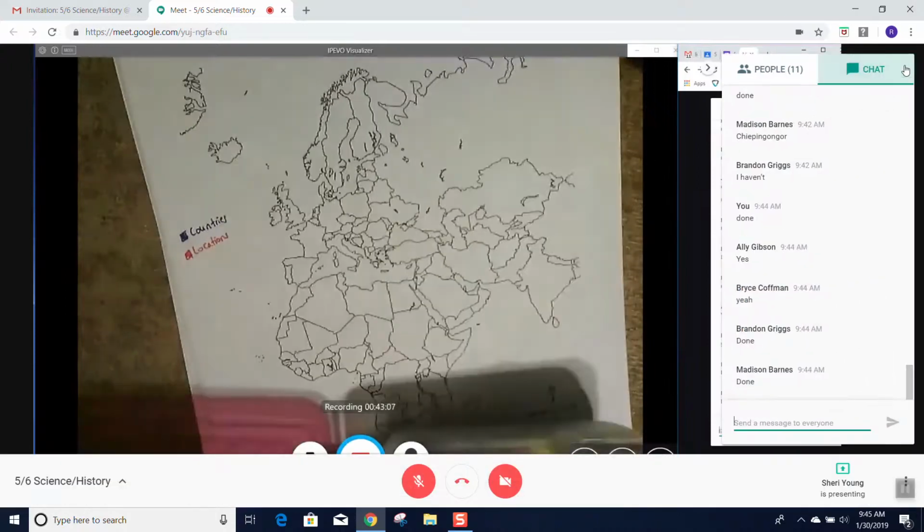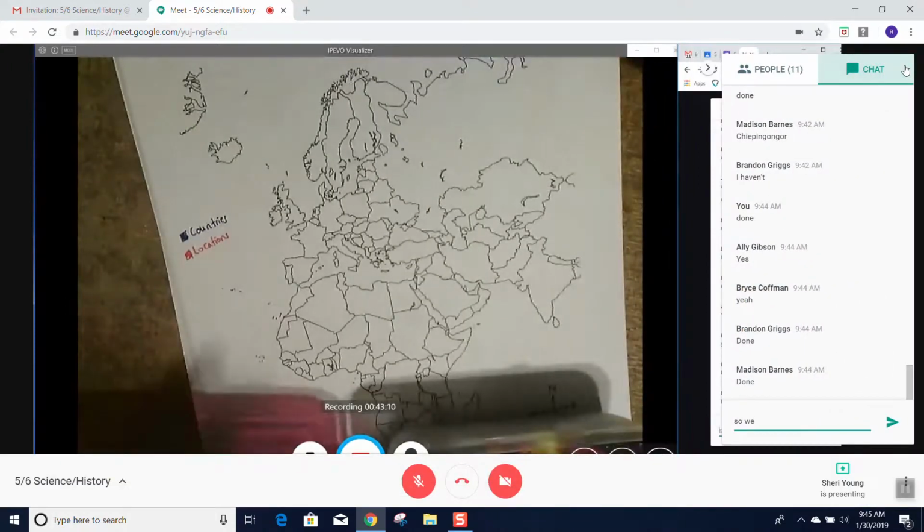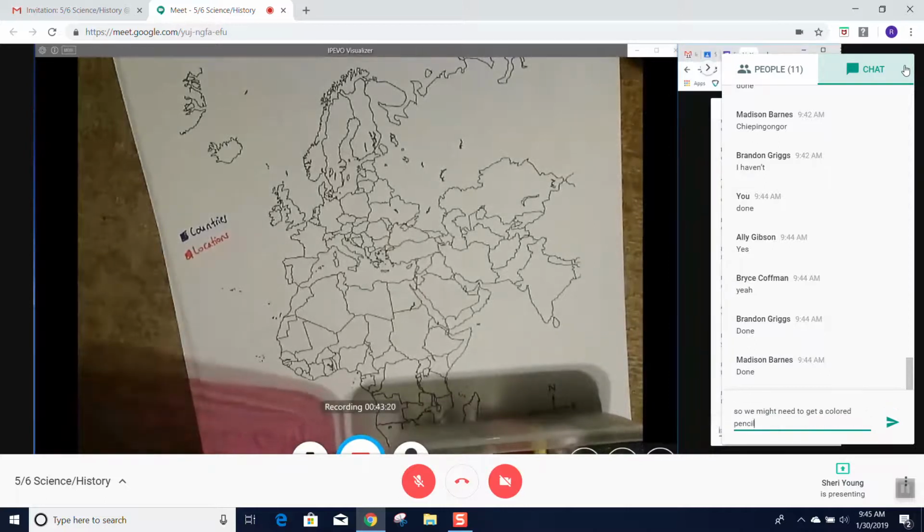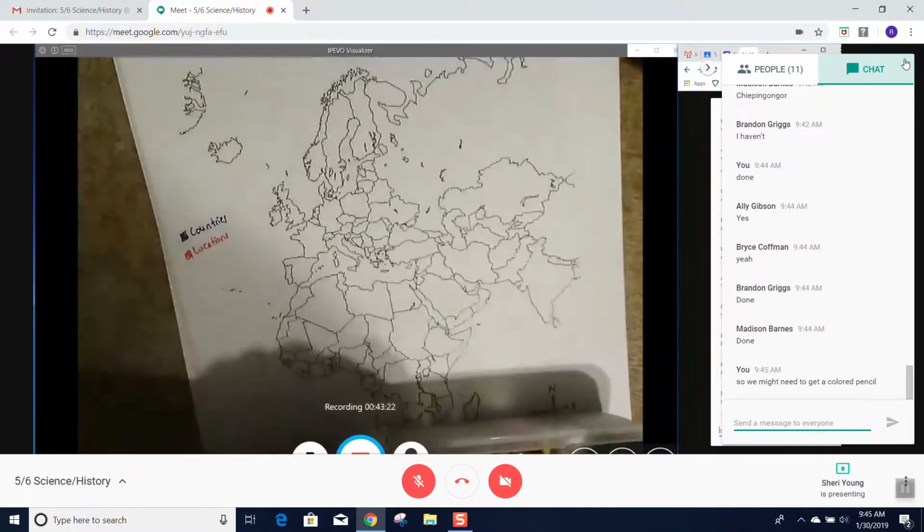A little pencil pouch thing. Well, of course, mine aren't sharpened. Yuck.